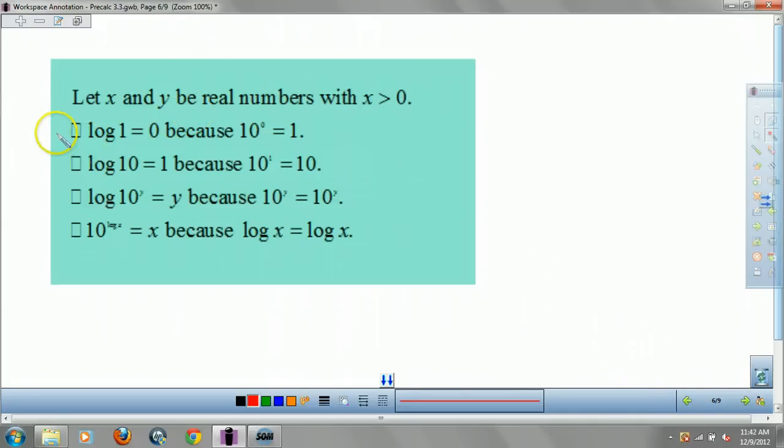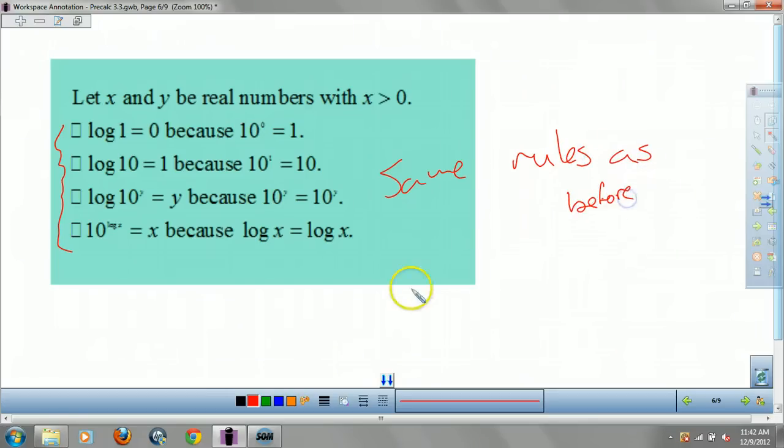Some things to keep in mind. These are the same rules as before, so you don't have to write them. Just keep in mind, you can plug this in your calculator. What's log of 100 then? Well, that means 10 to what power equals 100? 10 squared. And you can test it in your calculator, or on the online scientific calculator. I guarantee you'll get it right.